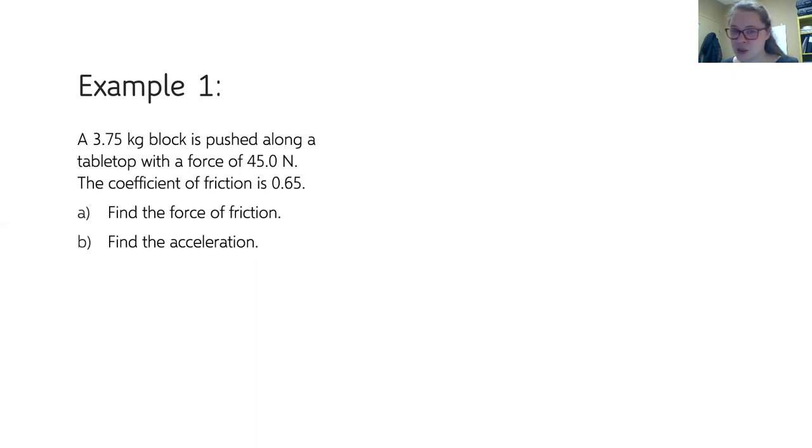I want you to find the force of friction, and I want you to find the acceleration of the object. So this question is going to take us a little bit to solve. So the first thing we always start with is a free body diagram. And my diagram is probably not going to look very pretty because it's just one of those days.